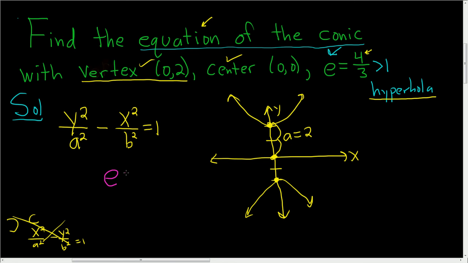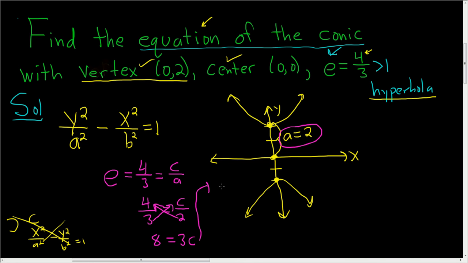So the eccentricity is equal to 4/3. And the formula for this is c over a. We know that a is equal to 2. So 4/3 is equal to c over 2, plugging in a equals 2. Then we can cross multiply. So 2 times 4 is 8, and 3 times c is 3c. Solving for c by dividing by 3, we get c equals 8/3. Okay, so we have c, we have a, and we've used everything we have in the problem.